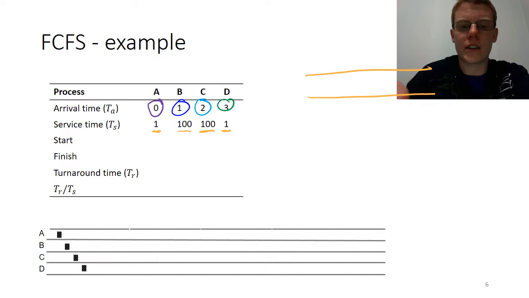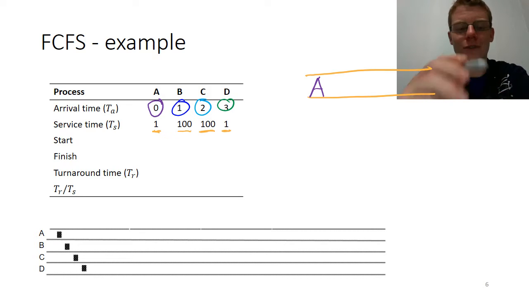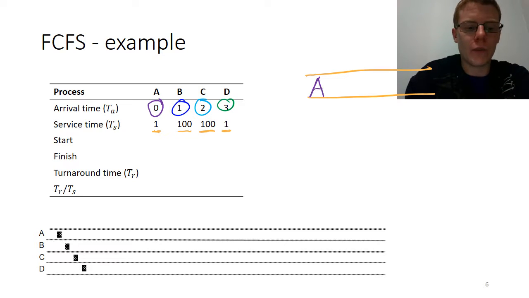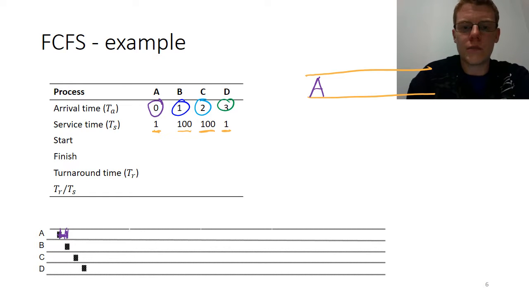and I will start discussing in time steps as we go along. So at time step 0, process A arrives and is the only process in the ready queue, so even if we had any form of scheduling algorithm, it would always choose to run process A at this point. Process A runs for 1 time unit, during which nothing happens, and then process A finishes at that point. So process A is done and it goes out the window.